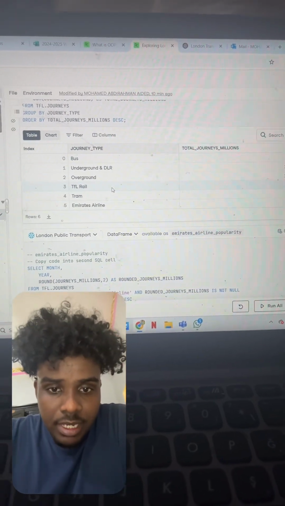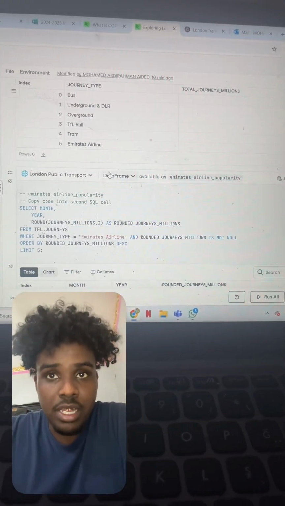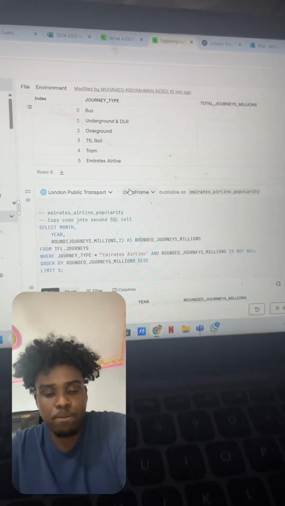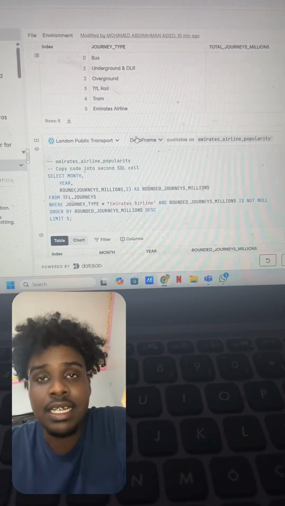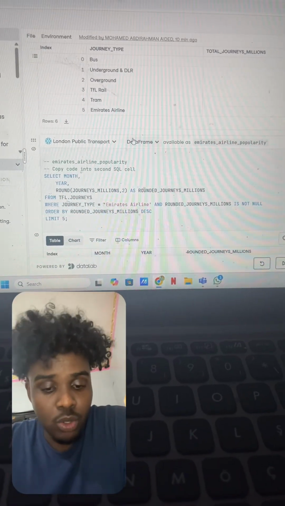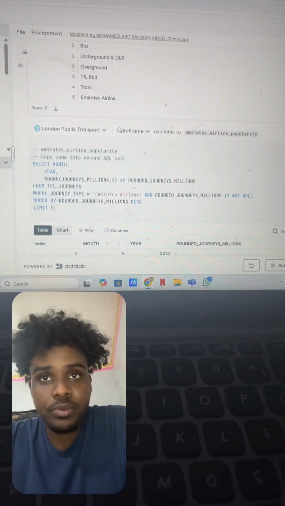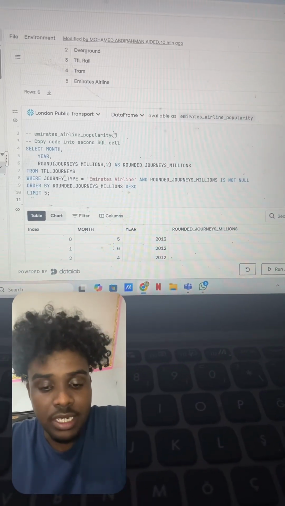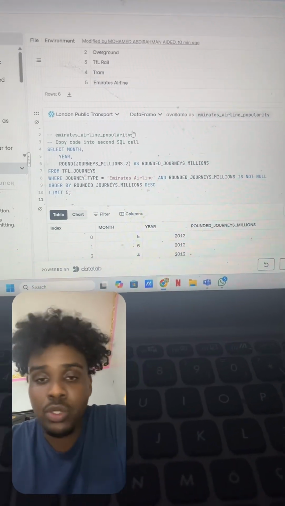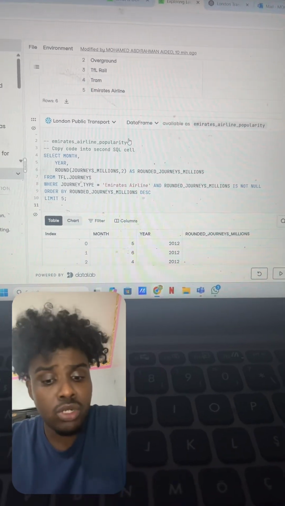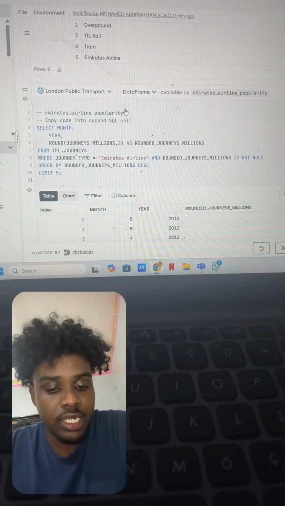Then we have query number 2, for the Emirates Air Line popularity. This is the second one. My second focus is the Emirates, London's cable car. I wanted to know when it was used. The SQL that we used selects the year, the monthly rounded journeys from TfL journeys, where the journey type is Emirates Air Line and the rounded journeys in millions is not null, ordered by the rounded journeys in millions descending.